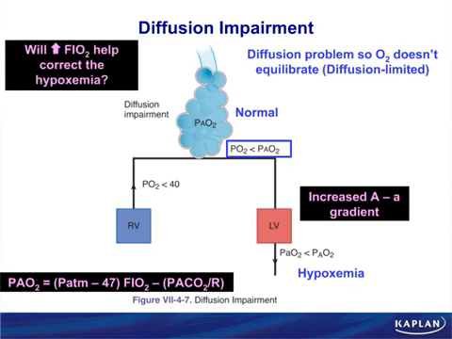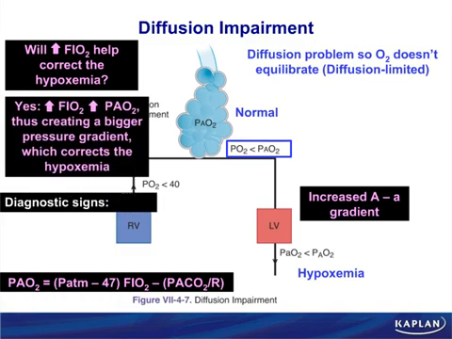Now for the big question: if I increase FiO2, will it help correct the hypoxemia? The correct answer is yes, it will. By increasing FiO2, I'm going to increase alveolar PO2. This gives me a bigger pressure gradient, greater rate of diffusion, and I can correct the hypoxemia. Now, a lot of students have trouble with this at first, but remember what the question asked. The question asked, will increasing FiO2 correct the hypoxemia? The question is not asking, will increasing FiO2 correct the diffusion impairment? That is not what the question asks.